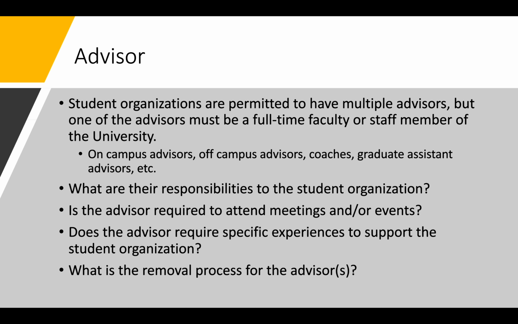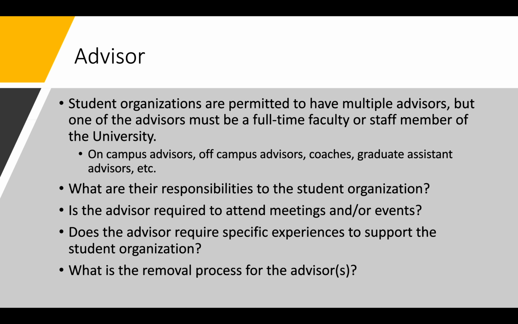You could have an off-campus advisor. You could have coaches, again, the graduate assistants or the teaching assistants, anything like that. So you are required to have one full-time faculty or staff advisor, and then of course you can have others as you may see fit or as applicable. This is the biggest part of the advisor role. What are their responsibilities to the student organization?